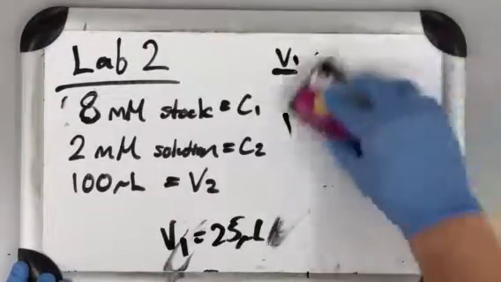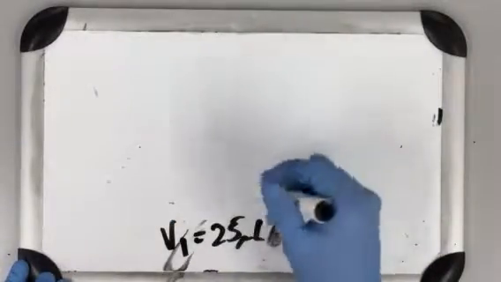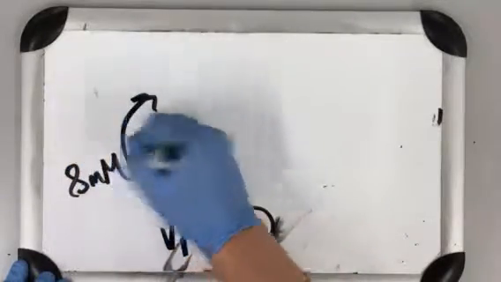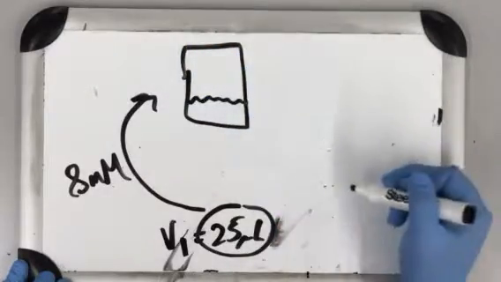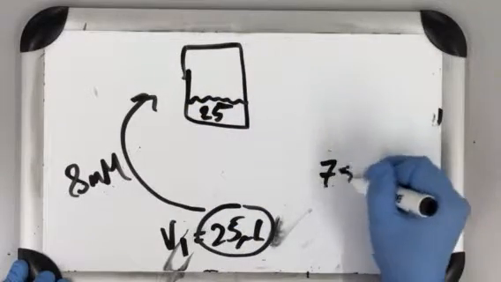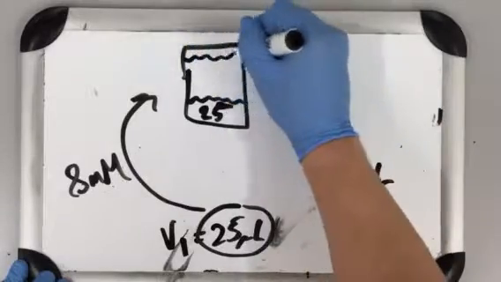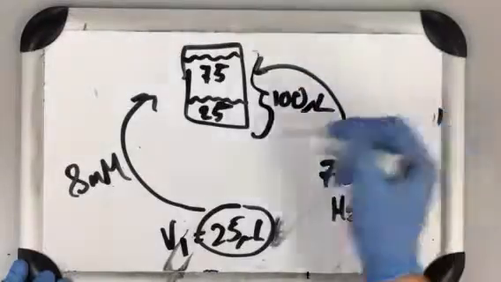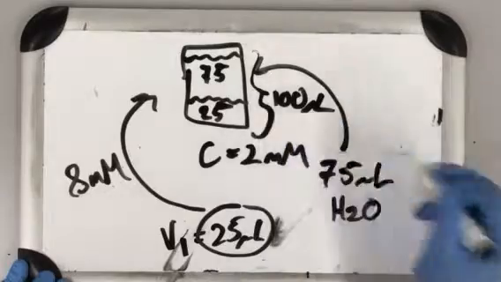So what that means is that from your stock solution, you're going to take 25 microliters of that concentrated 8 millimolar, but you have to get to 100, so the other 75 just comes from water. And now your total is 100 microliters, and your concentration is now 2 millimolar.